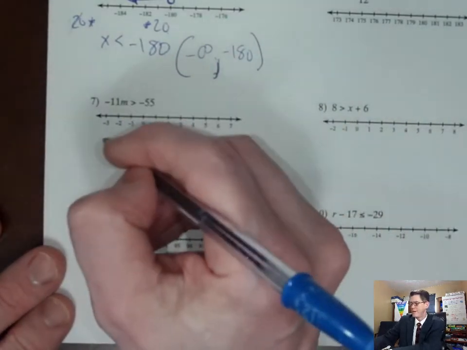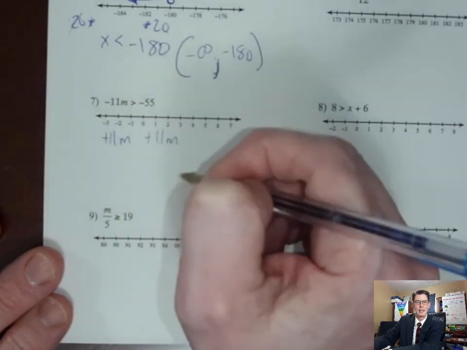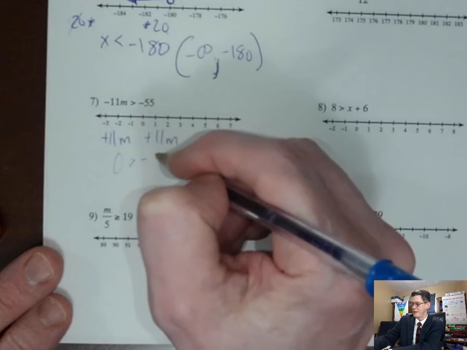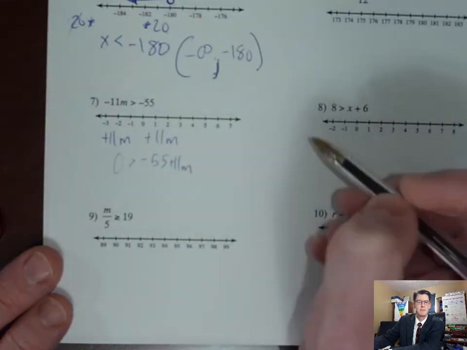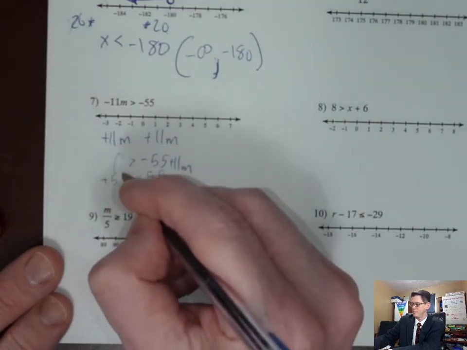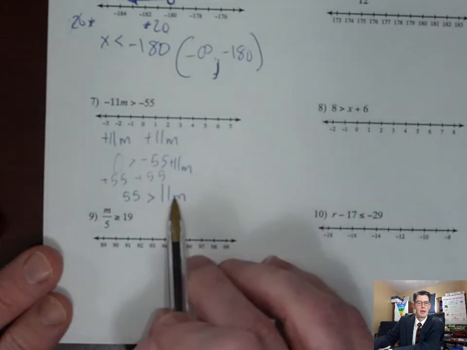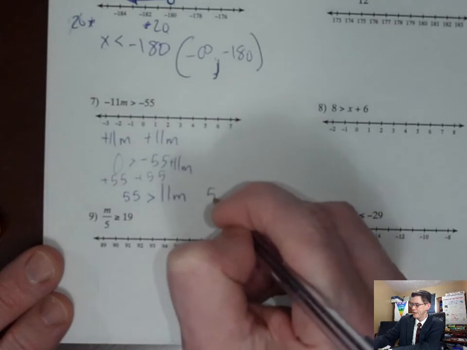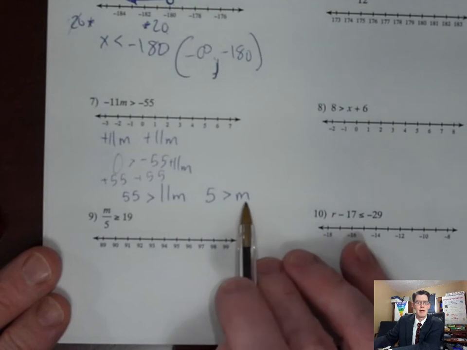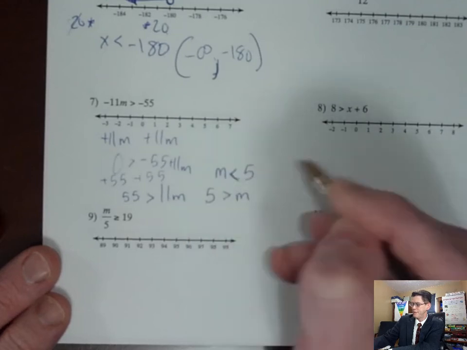I can add 11m's onto this side and add 11m's onto this side. Doing that gives me just 0 right there. So I've got that 0 is bigger than negative 55 plus 11m's. And then I'm going to add 55 to both sides. So that 55 is now bigger than 11m's. And then divide both sides by 11 to get 5 is greater than m. And like we did on that first one, I like putting the m on the left-hand side. M is less than 5. That's just one way to do it.